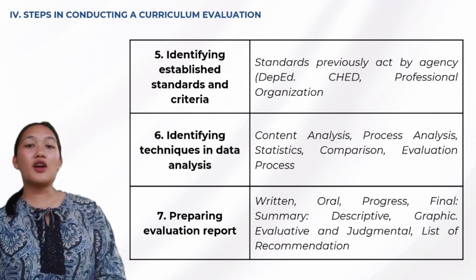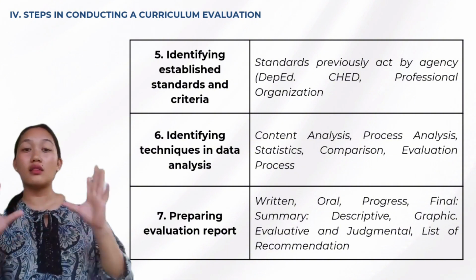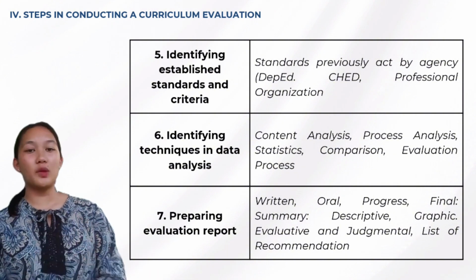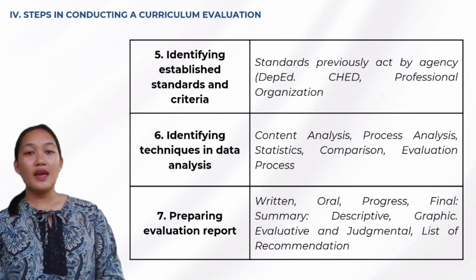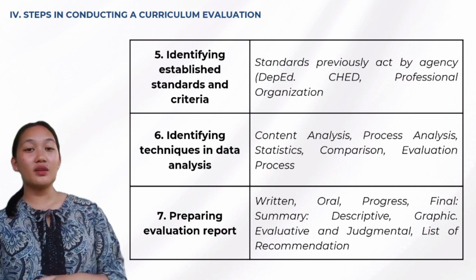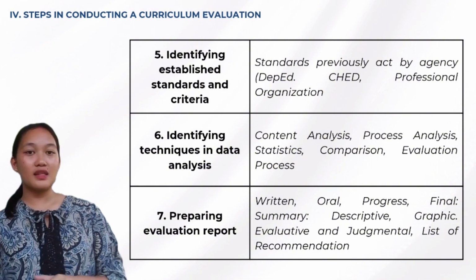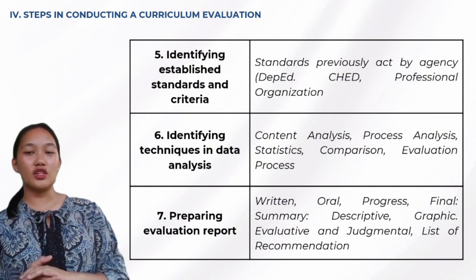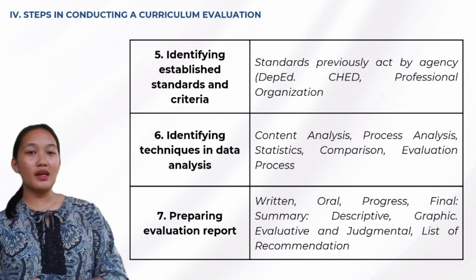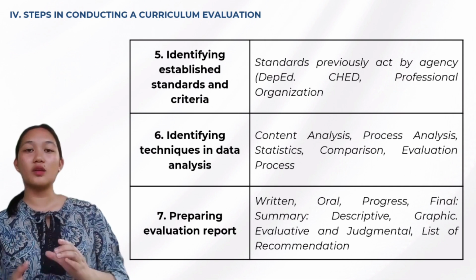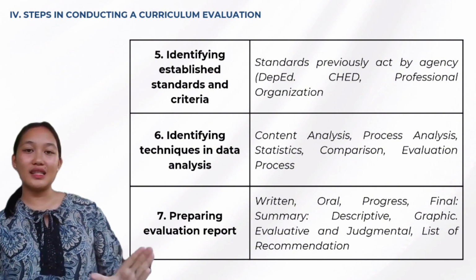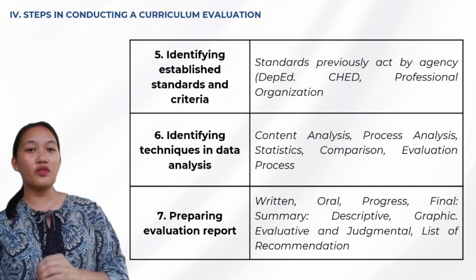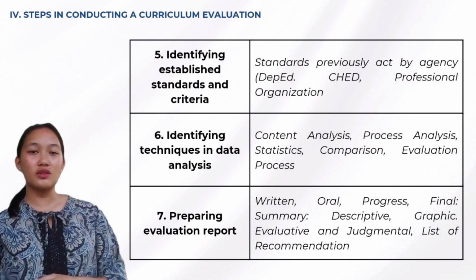Fourth, the final, a comprehensive report summarizing the entire evaluation. Fifth, descriptive, providing a detailed account of what was observed and found. Sixth, we have graphic, which includes using charts, graphs, and tables to visually represent data. Seventh, we have evaluative and judgmental. This involves making informed judgments about the curriculum's strengths and weaknesses based on the data and criteria. And the last one is list of recommendations, which provides specific and actionable suggestions for improvement.